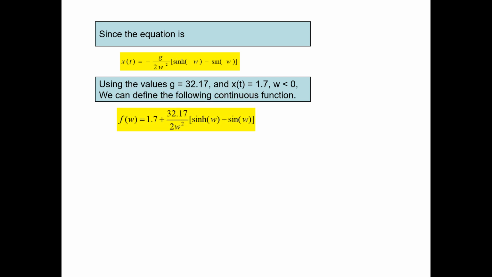So we can define the following function: f of w, when t equal 1, f of w equals 1.7 plus 32.17 over 2 w squared multiplied by, inside the bracket, sinh w minus sin w. This is the function with which we will use the bisection method. It is clear that this function is also continuous everywhere on the real numbers.